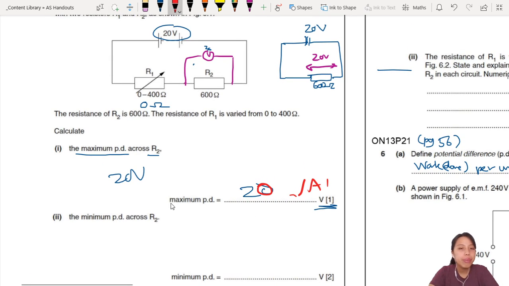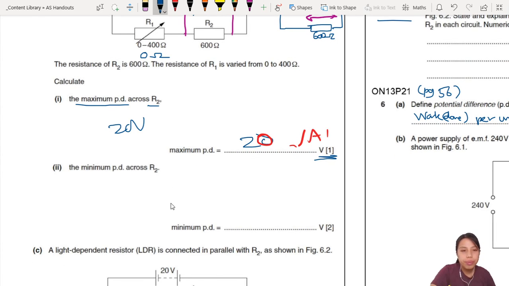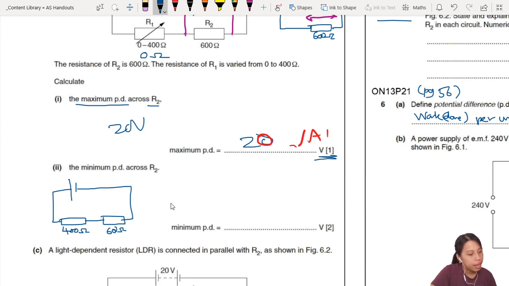Then part 2, minimum PD across R2. When is it minimum? Let's draw out some pictures now. When it's minimum, that means the other resistor has taken quite a big share of it. So that will probably be 400 ohm, and here will be the same 600 ohm, and 20 volts. Is it 20 volts? Yes. How are we going to measure that? You could use currents to calculate it, find the current and then use the current to find V. But I'm going to shortcut and use the ratio method, because then I don't need to worry about current.